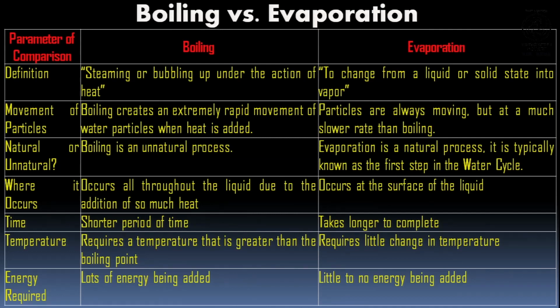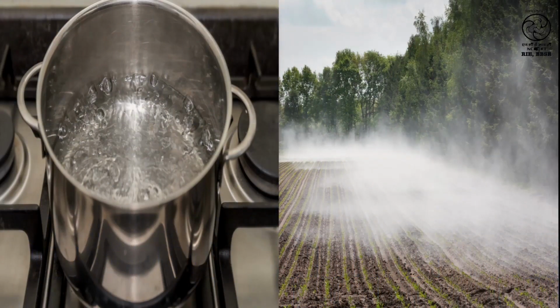Children, we'll compare boiling and evaporation on basis of certain parameters. First, let's learn the definition. Steaming or bubbling up under the action of heat is boiling. To change from a liquid or solid state into vapor is evaporation. You can see this, boiling and evaporation. You can see the bubbling water and evaporation. Here, liquid is evaporated from the fields and gases you can see over here.